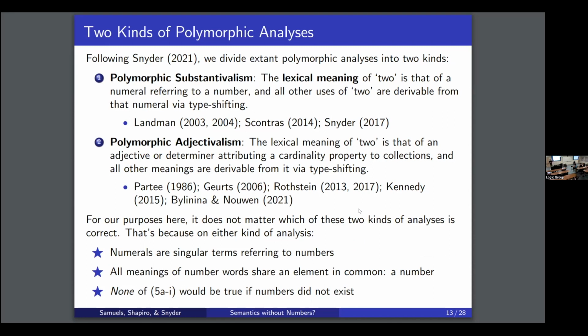Secondly, all meanings of number words share a certain element in common, namely they implicitly reference a number. That's what ties the various meanings of two together. They all, as we'll see in a second, implicitly reference the number two. And it's going to follow from that that none of those nine uses of the word two I showed you would be true if numbers don't exist. That's going to be the basis for the new argument for realism.